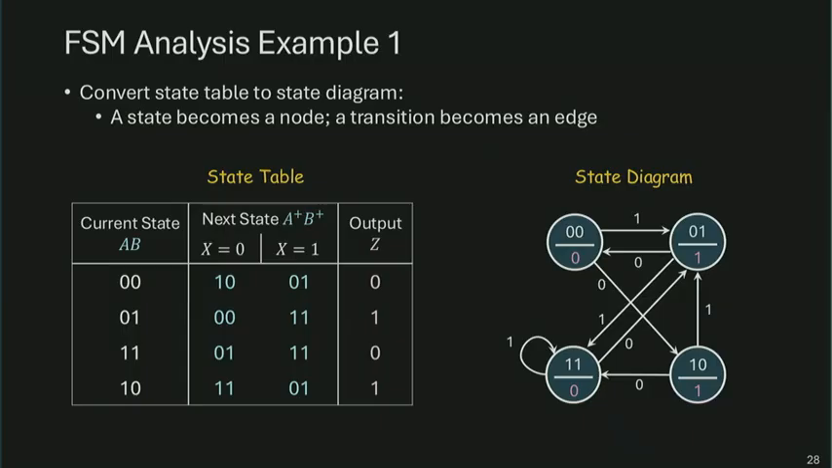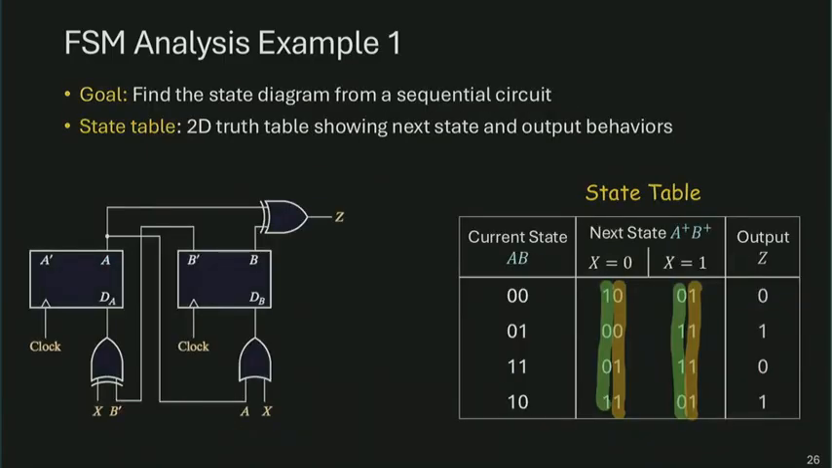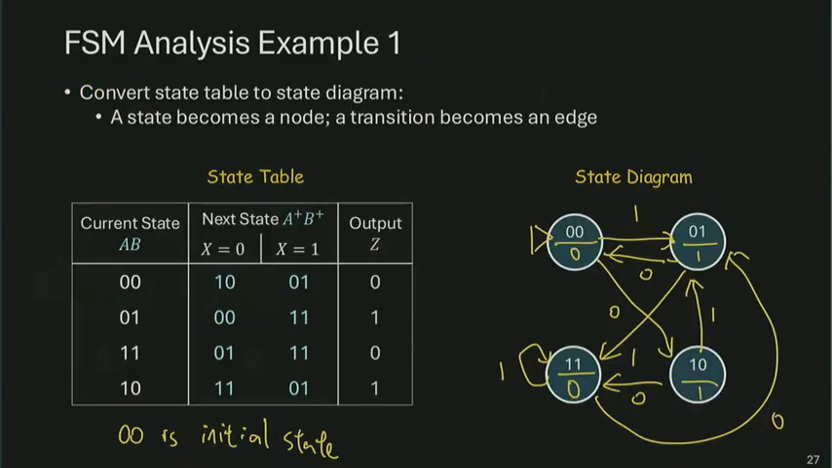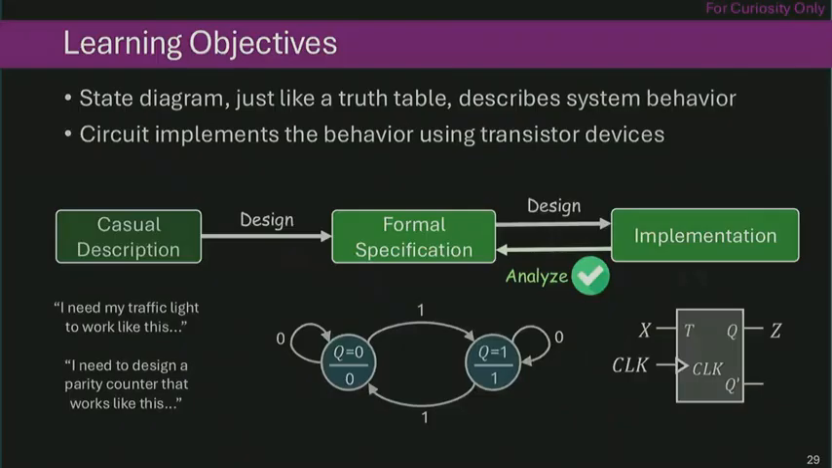So what I just did is we started from the gate level diagram with flip-flops and combinational logic. We fill out the state table, and then we convert the state table to a state diagram. And that is a more behavioral description of the circuit. That's one of our learning objectives, to analyze the circuit. And this analysis happens for a D flip-flop, which is one of the easier analyses.